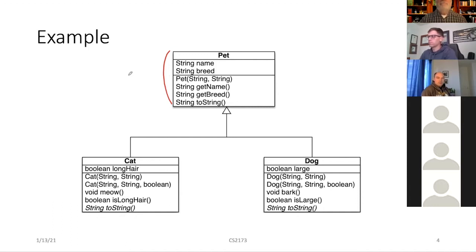the idea is here I'm going to have cats and dogs. What are the things that I want to have common to all of these? The ones that I've chosen, again just for a simple example, are the name and the breed. Every pet that I could envision is going to have a name, and it's going to have a breed.